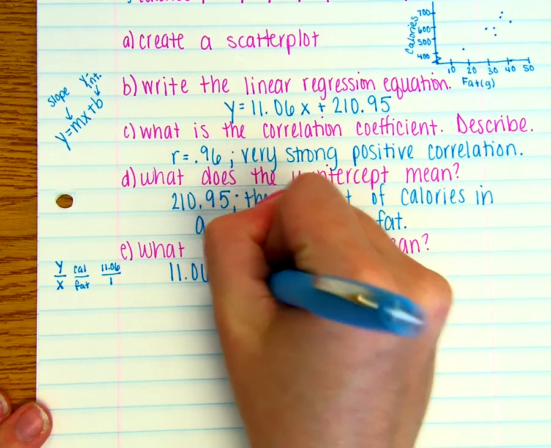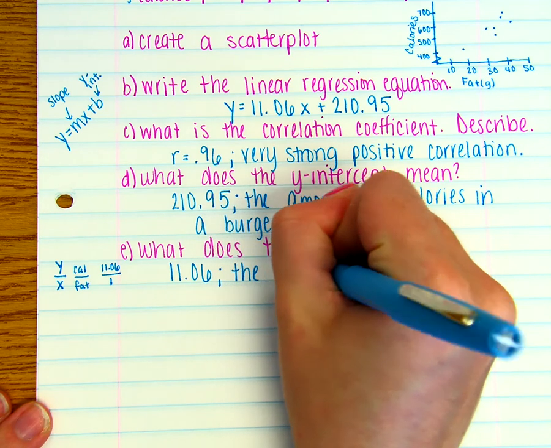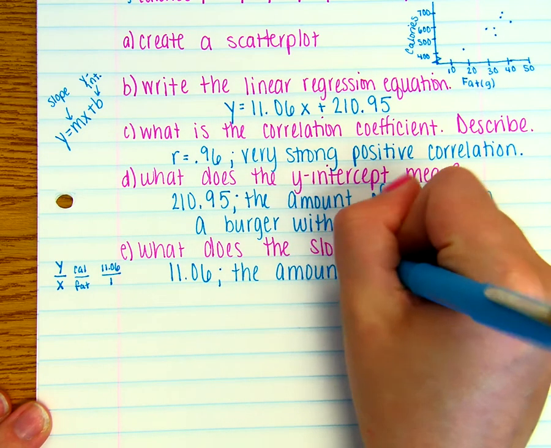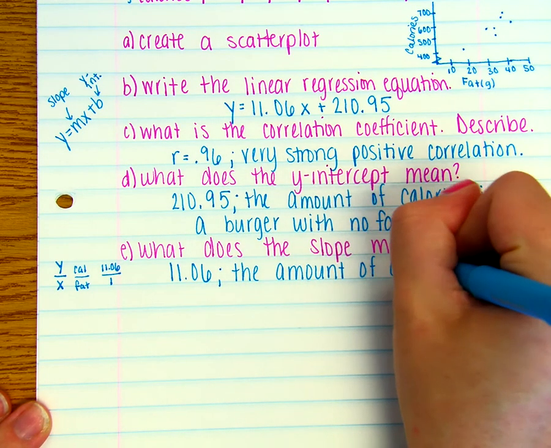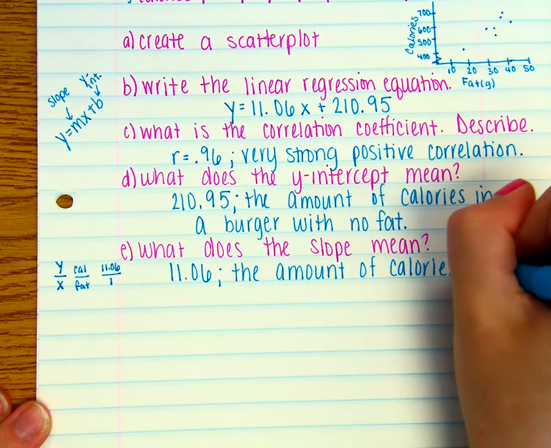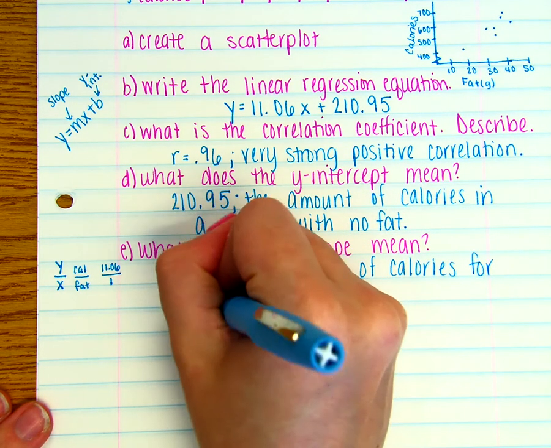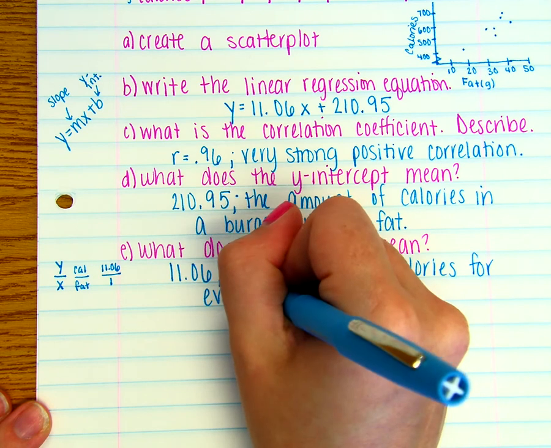So in general, if we want to generalize this, it's the amount of calories for every 1 gram of fat.